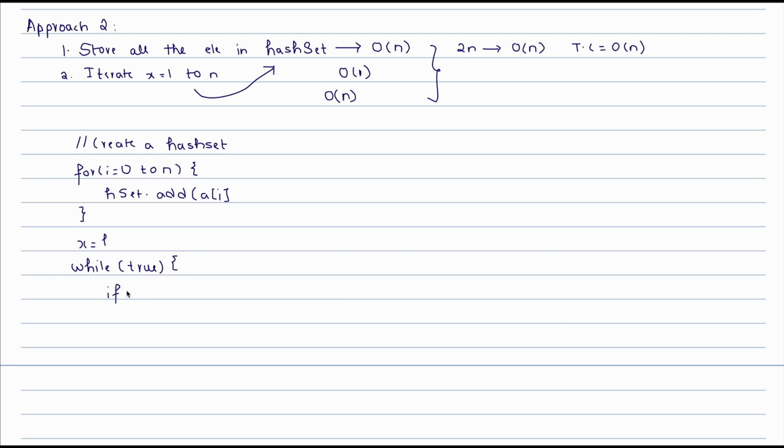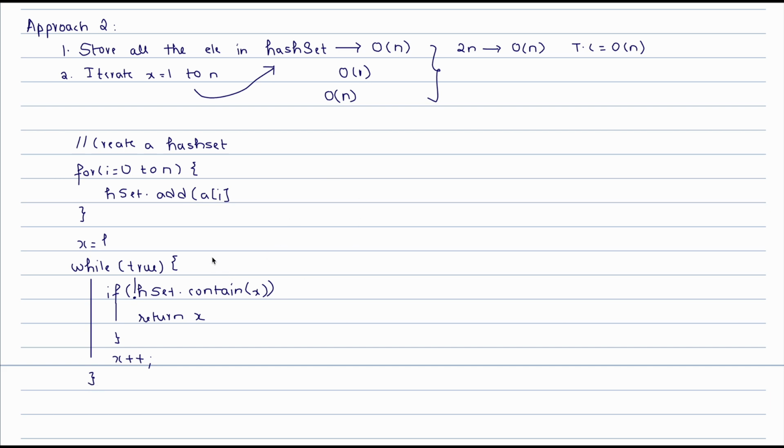if hash set dot contains x, and here I will be putting not. So if this is the case, that means if x is not present in the hash set, this will lead to true because of the not, and I'll simply return x. That's it. But if it is present, then I'll do x plus plus.